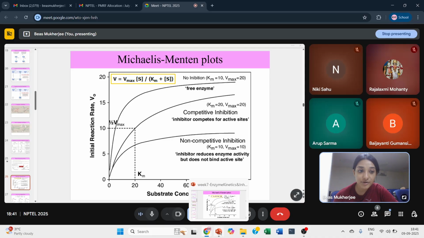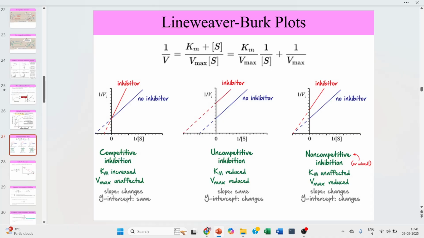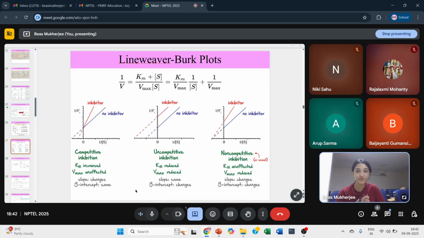Now, what happens in the Lineweaver-Burk plot? If you show all these models, see what happens. This is no inhibitor. When you add a competitive inhibitor, it changes this way. There is a shift, right? Km increases, Vmax is unaffected. Uncompetitive inhibitor: compared to the one without inhibition, it just shifts. So both of these are reduced. Km is reduced and Vmax is also reduced in uncompetitive inhibitor. Non-competitive inhibition: Km is unaffected but Vmax is reduced.